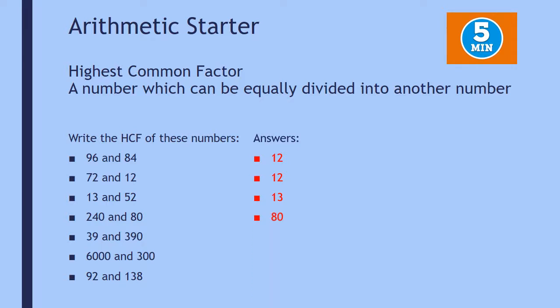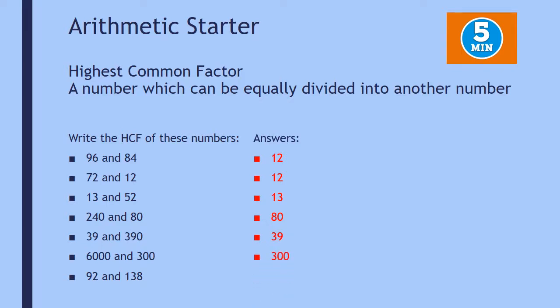240 and 80, the highest common factor there is 80. 80 goes into 240 3 times. It goes into 80 once. 39 and 390 have a highest common factor of 39. 39 goes into 39 once, and 39 goes into 390 10 times.